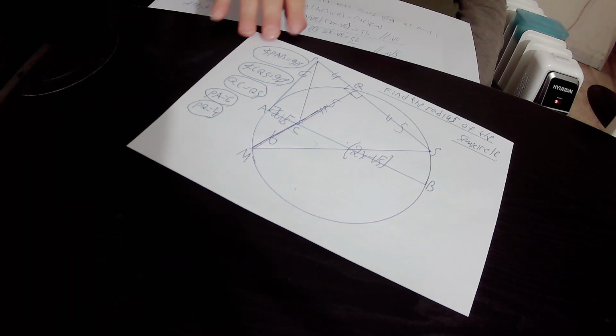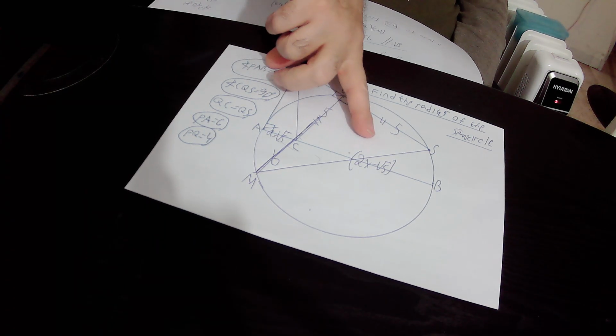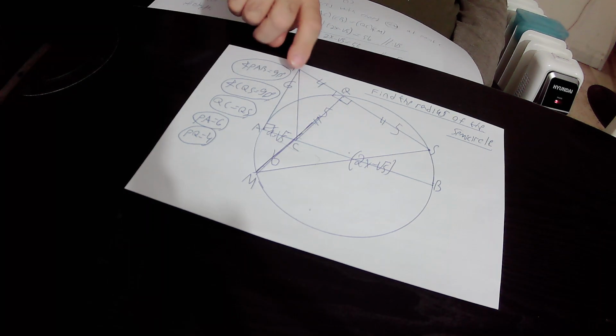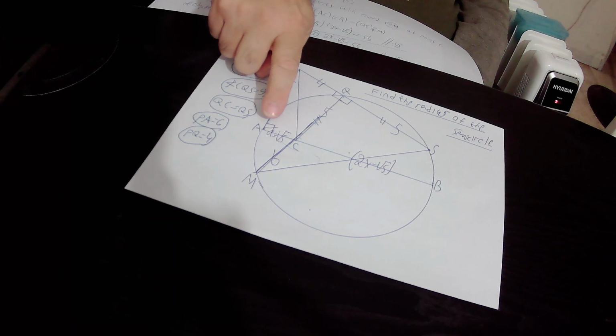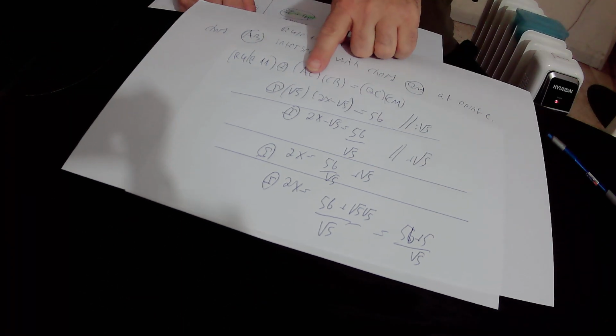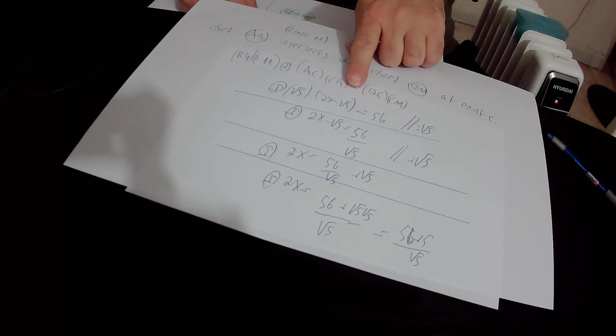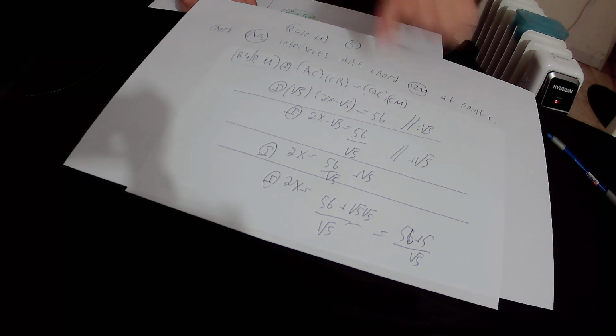AC is the square root of 5 times CB. CB is 2x minus the square root of 5, and it is equal to QC, which is 5, times CM, that is b. According to our definition, CM is b. So in conclusion, according to equation number 1, the square root of 5 times 2x minus the square root of 5 equals 5b.